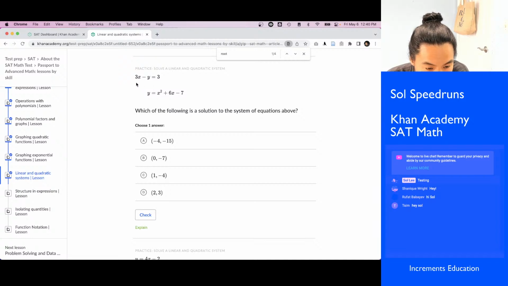So I'm just gonna put y on the other side. So it's 3x plus 3, which is x plus 1, which is times 3. Hang on.